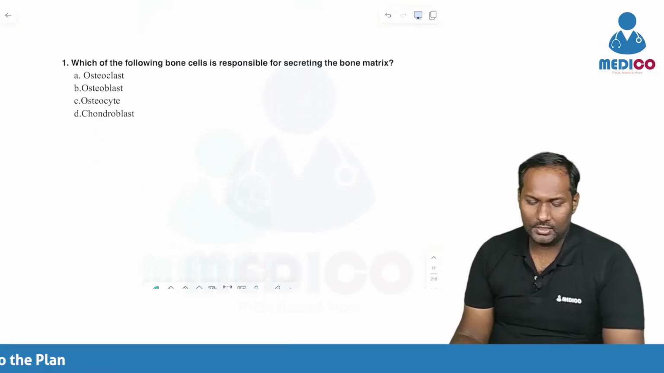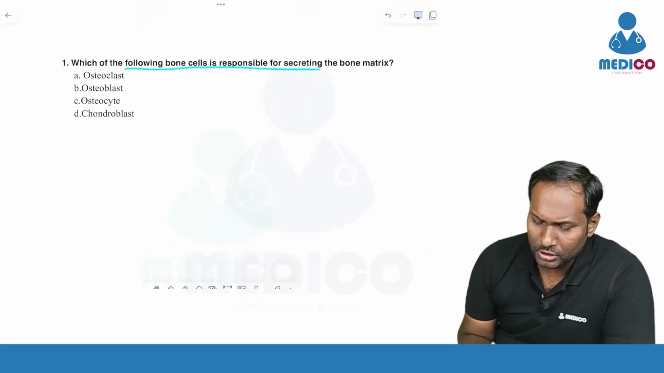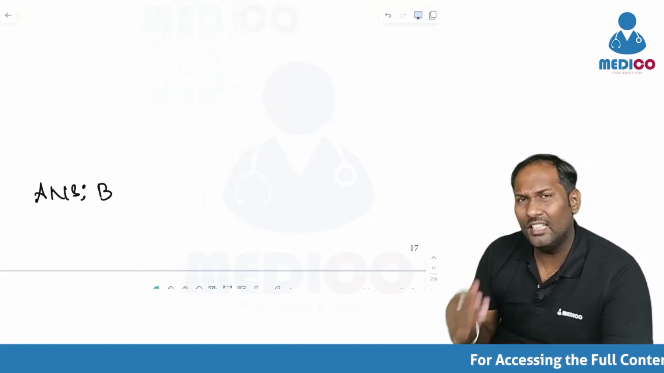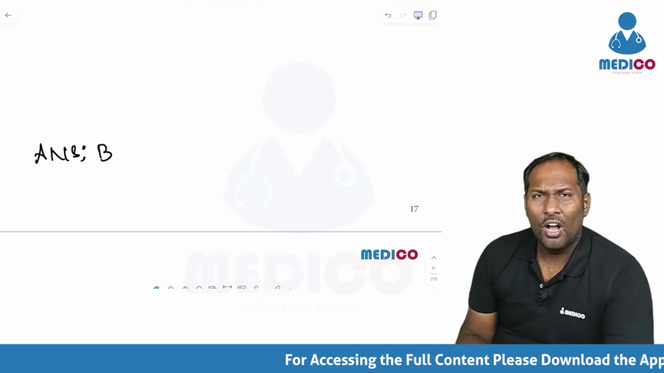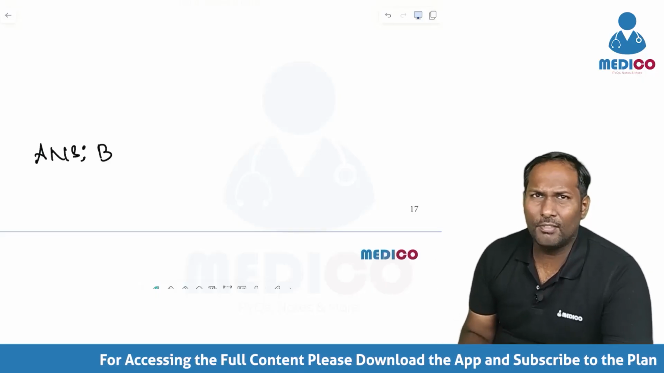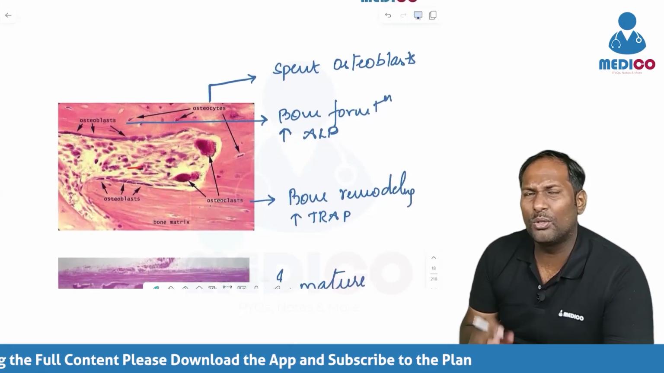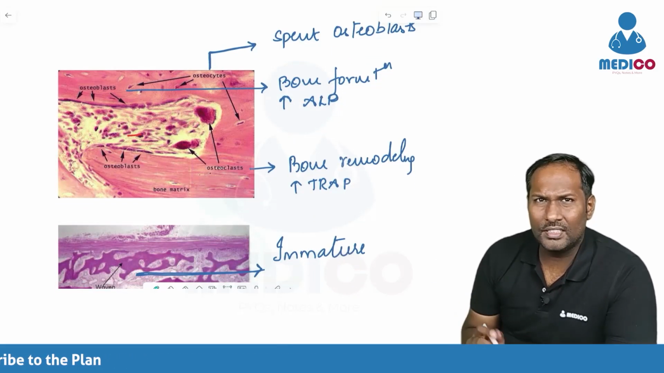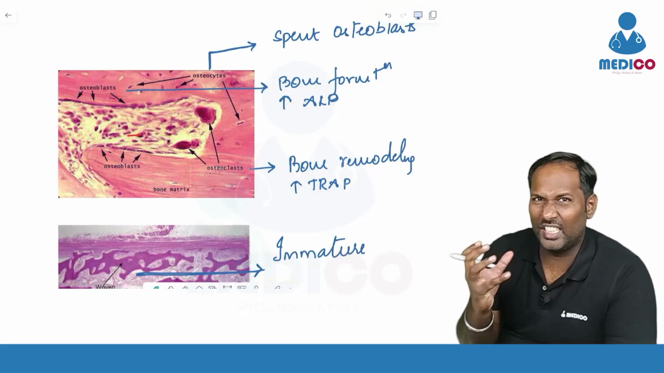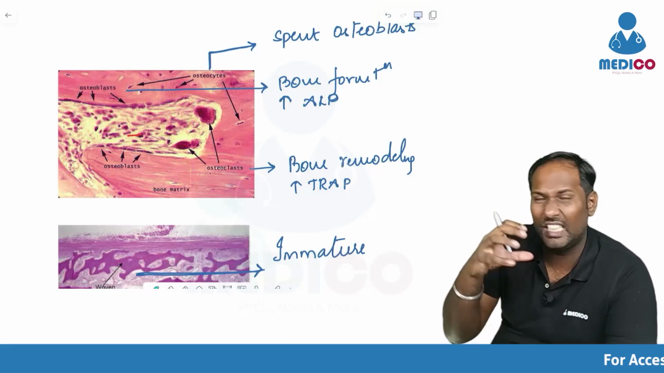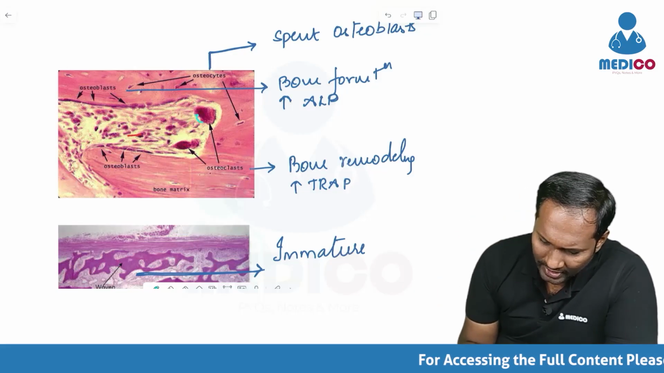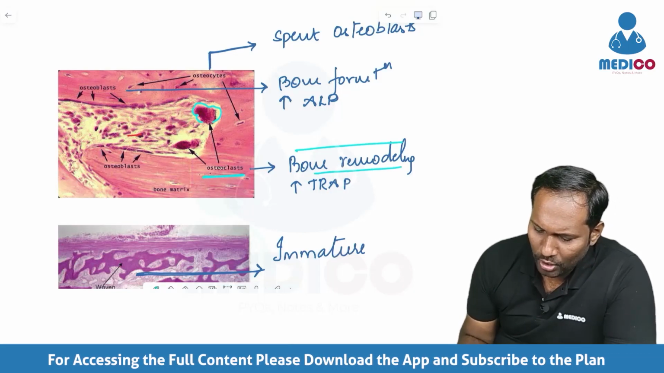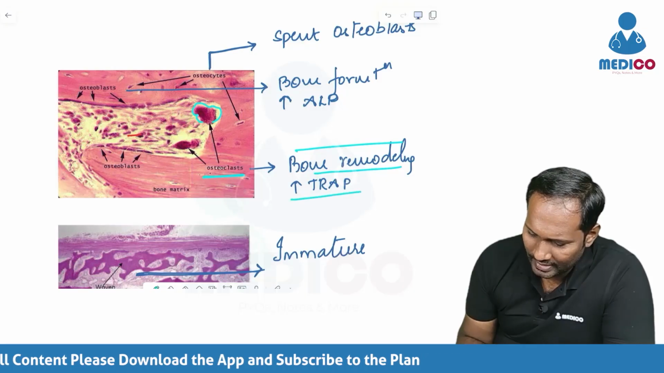Okay. Next question. Which of the following bone cells is responsible for secreting the bone matrix? Let's discuss, since a lot of questions in INI-CET are based on histology, I thought to give you guys a brief on histology so that you are able to recognize the cells. If they give this kind of a picture, always remember guys, osteoclasts are giant cells. They are the macrophages, they eat the bones. So these giant looking cells are basically the osteoclasts. They are responsible for bone remodeling, characterized by increased TRAP.